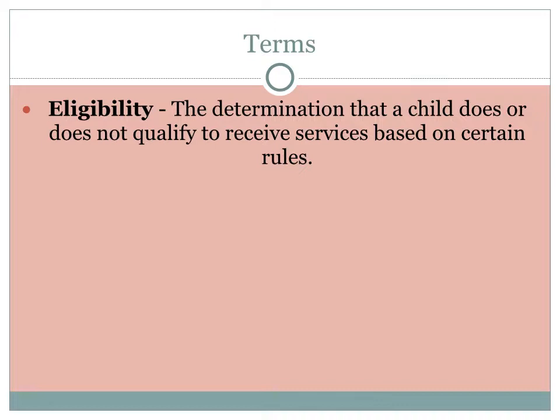Eligibility. Eligibility is the determination that a child does or does not qualify to receive services based on certain rules.